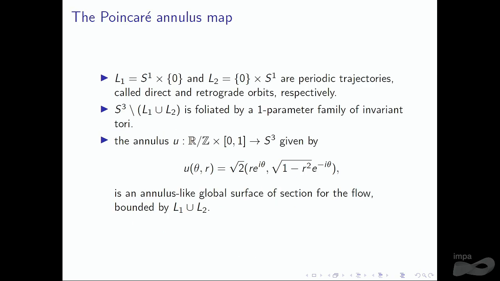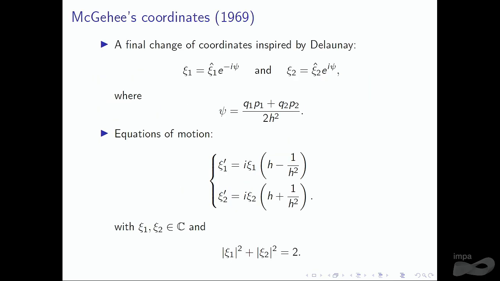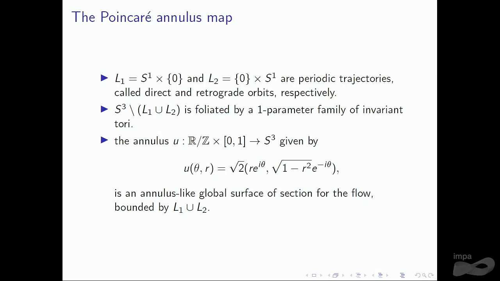So we have those two periodic orbits. This is the direct, and this is the retrograde. And the complement of these two periodic orbits is foliated by this one-parameter family of invariant tori. Okay? And the annulus will be this function defined on the annulus with values in that three-sphere that I mentioned in the beginning. This three-sphere corresponds to the flow on that component of the energy level, and it has this expression here.